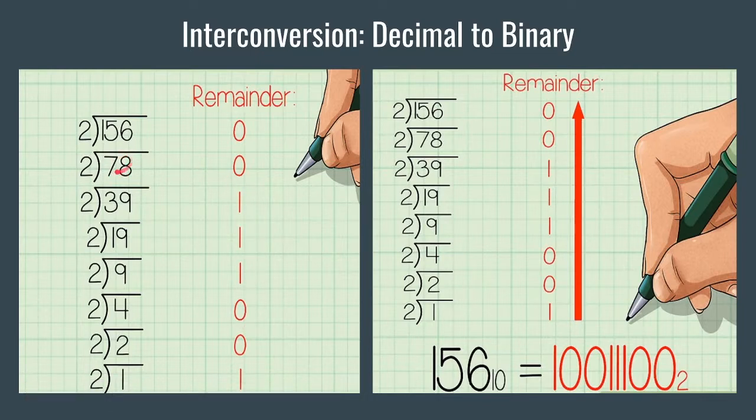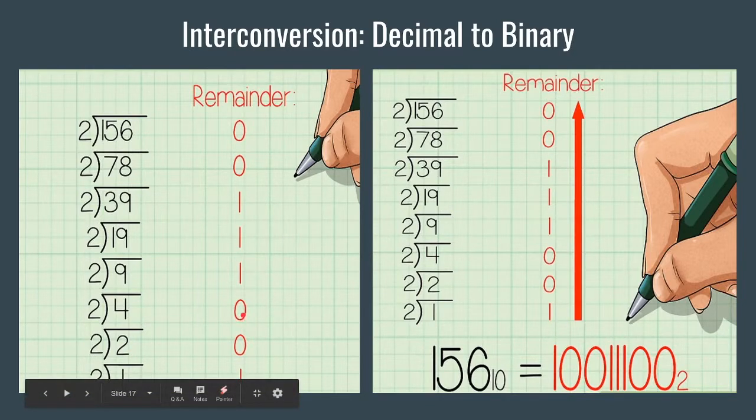We write the quotient over here and we write the remainder adjacent to the number. Now again we divide 78 by 2. So 2 into 39 gives 78 with remainder 0. Now we divide 39. 2 into 19 gives 38, but there is a remainder 1. Now 2 into 9 gives 18 and remainder 1. 2 into 4 gives a remainder 1. 2 into 2 is 4 with remainder 0.